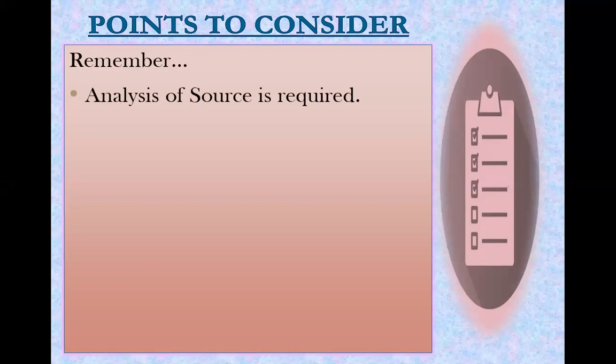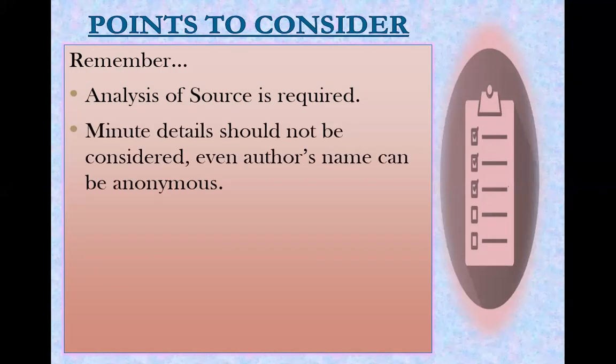So first, we need to remember that we have to analyze the source, right? If we are not analyzing the source, then definitely we are not going to write the correct answer or correct interpretation, right? You have to give minute detail to everything, but you don't need to go into such detail like the author names, because the author name can be anonymous most of the time, right? But you should try to give the detail on the highlighted features rather than giving the attention towards the minor details.